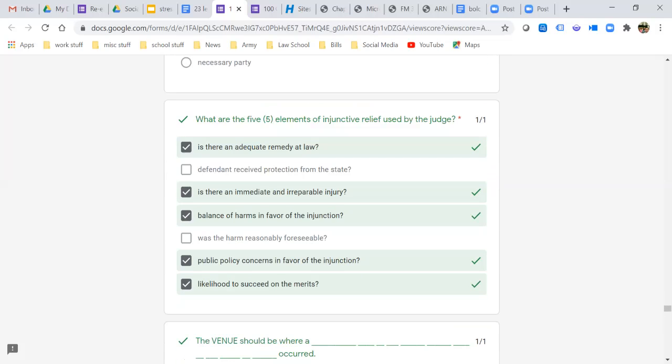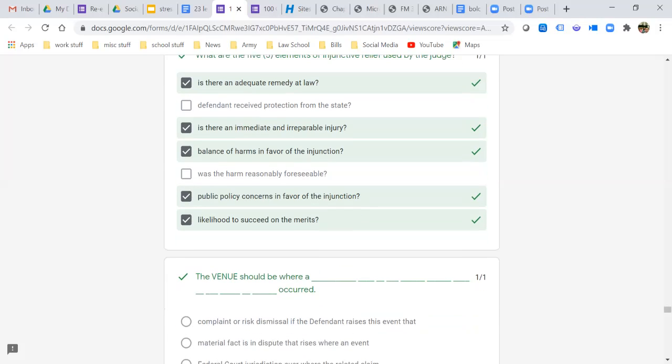All right, what are the 5 elements? So what's the 5-part test for injunctive relief? That's another way to formulate this question. The 5-part test is: is there an adequate remedy at law? Is there an immediate and irreparable injury? That's the mnemonic there. Balance of harms, public policy concerns, and likelihood to succeed on the merits. So that's the 5-part test. Again, another one that you really need to commit to memory.